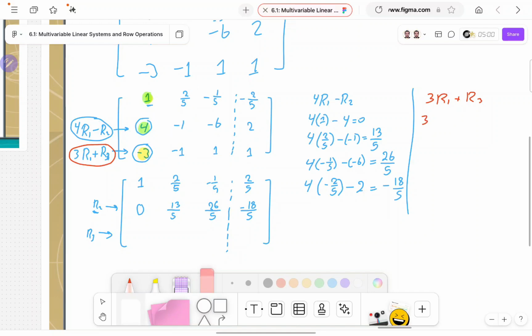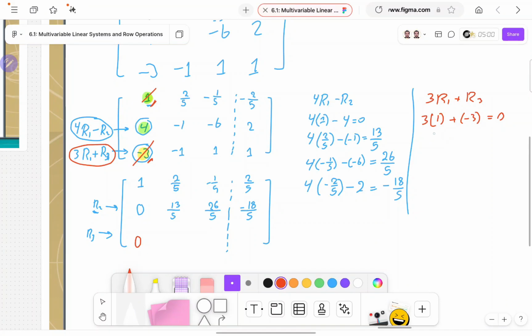Okay? Now, let's use row 1, which is 1, and row 3, which is negative 3. So 1 plus negative 3, the answer is equal to 0. So here is 0. So we finish.